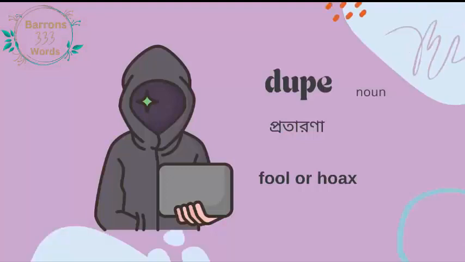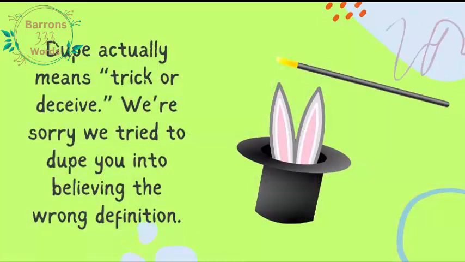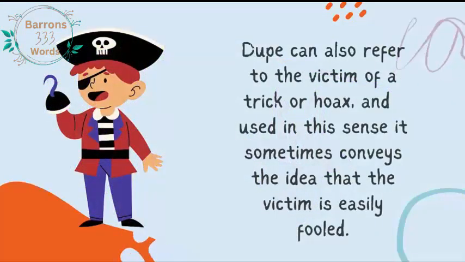Dupe actually means trick or deceive. We're sorry we tried to dupe you into believing the wrong definition. Dupe can also refer to the victim of a trick or hoax, and, used in this sense, it sometimes conveys the idea that the victim is easily fooled.